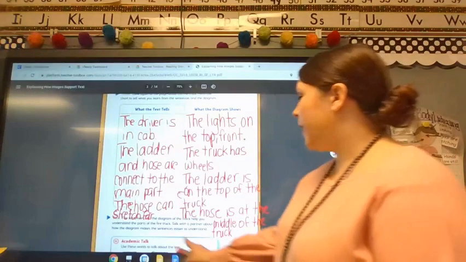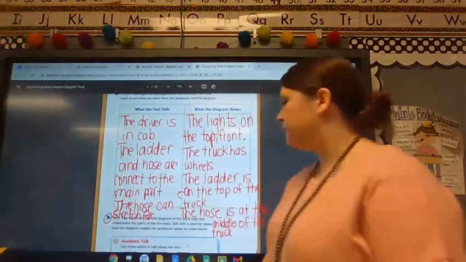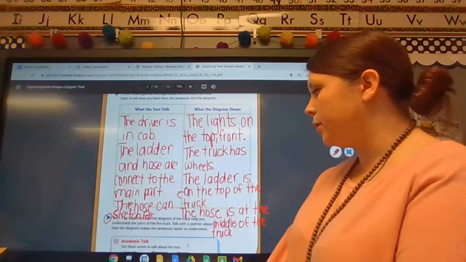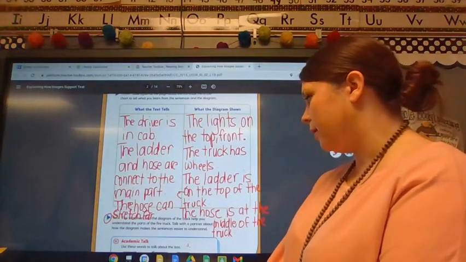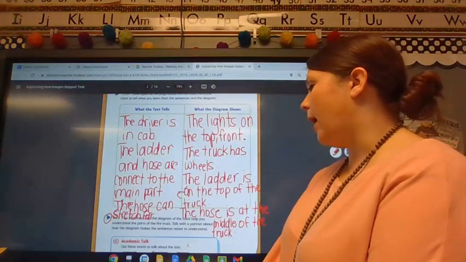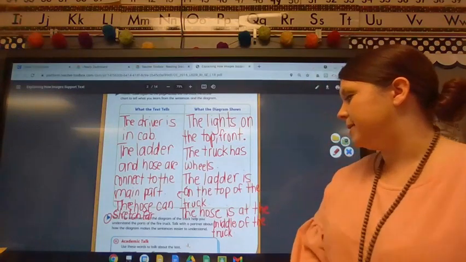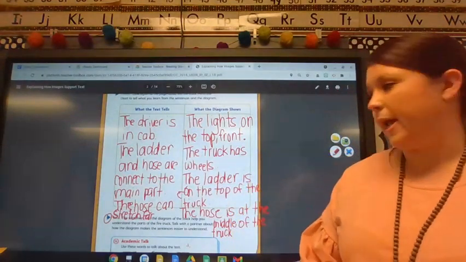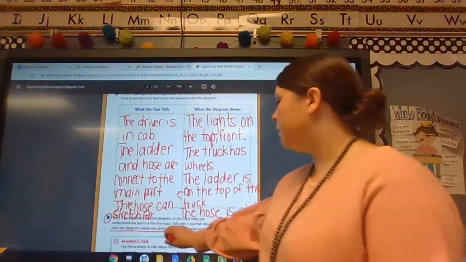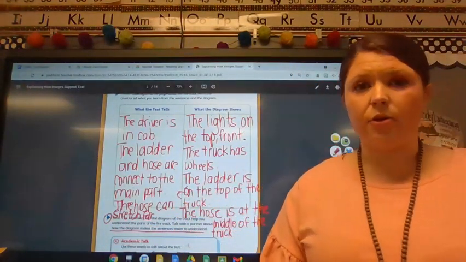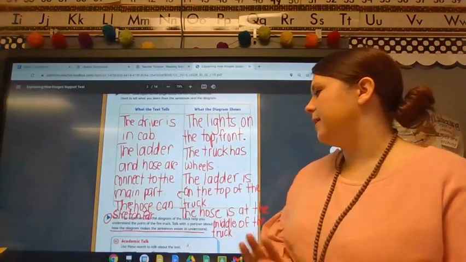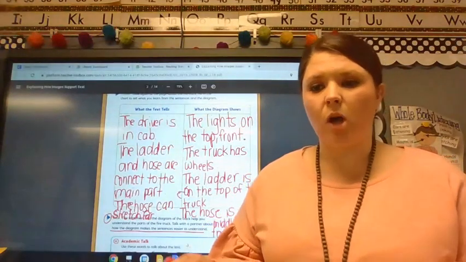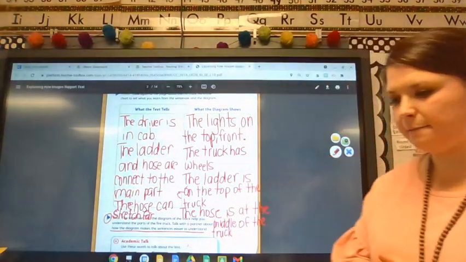All right, guys, I want you to go ahead and do the think section. It says the sentences in the diagram of the truck help you understand the parts of the fire truck. Talk with a partner about how the diagram makes the sentences easier to understand. So I want you to talk with someone and answer that question. How does the diagram make the sentences easier to understand? Okay. Let's go ahead and pause the video and talk with someone about that sentence.